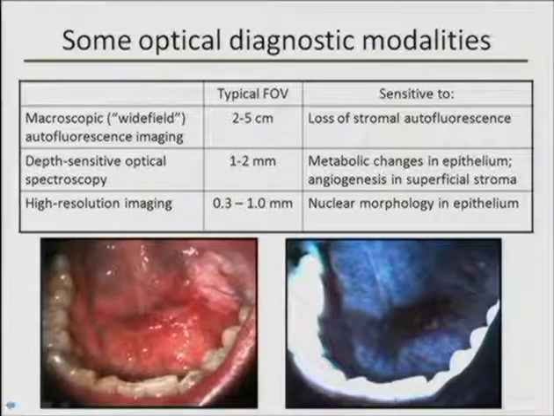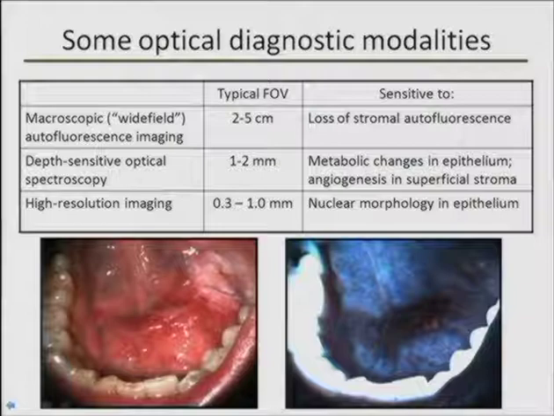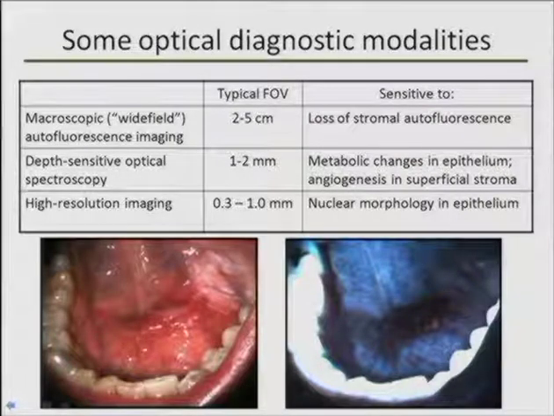I'm going to talk about three particular optical diagnostic modalities today. They are macroscopic or wide-field autofluorescence imaging, depth-sensitive optical spectroscopy, and high-resolution imaging. Now, these are just three of many different optical techniques that can be used to interrogate tissue in vivo. And you'll probably hear about many others, optical coherence tomography and different things from other speakers.